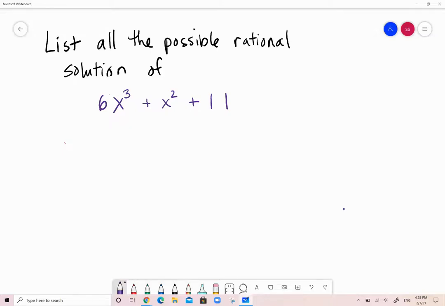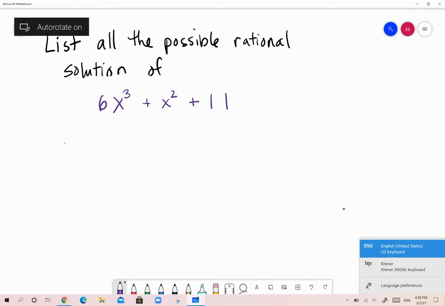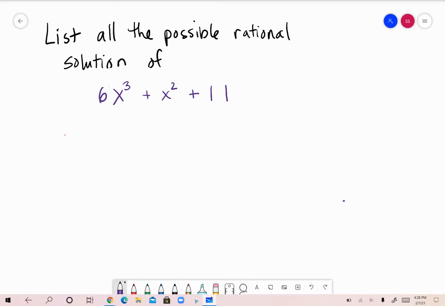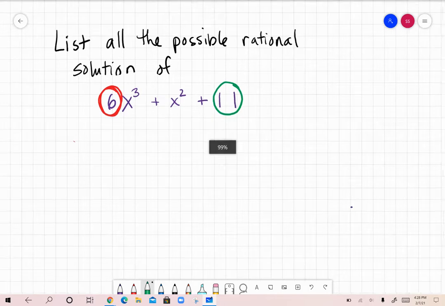So here we have this problem. List all the possible rational solutions of 6x to the third plus x squared plus 11. So what you do is you look at your leading coefficient, which is your 6. That's your leading coefficient. And then you look at your constant, which is 11, the number with no x. Okay, and then what you do is you find the factors of 11.